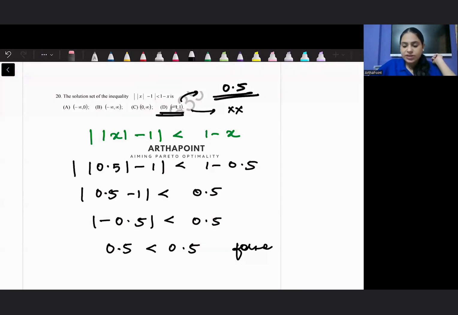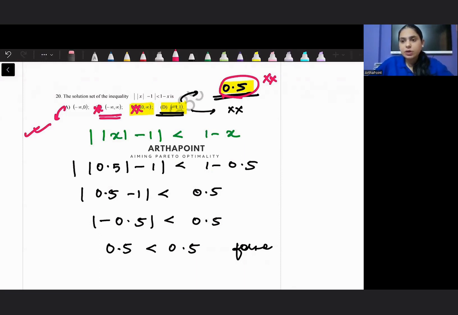Then you go ahead with the next option, because 0.5 belongs between 0 to infinity, right? And I have already negated 0.5 from here. It means that option C is also negated. And because 0.5 also lies in the interval minus infinity to infinity, and I've already negated 0.5, this is also negated. So the correct answer should be option number A, right? So by taking one number, I have been able to understand that the answer should be A.